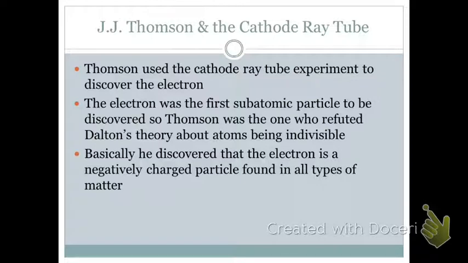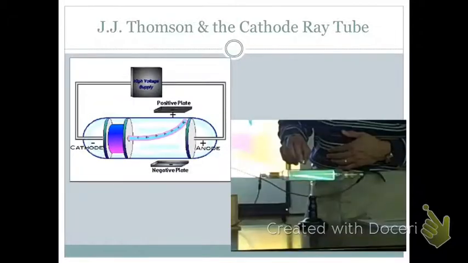Thomson discovered the electron by using the cathode ray tube. The electron was the very first subatomic particle to be discovered, so Thomson is often credited with proving that Dalton's theory was wrong about atoms being indivisible. He basically discovered that the electron is a negatively charged particle that is in all types of matter. He did that by using the cathode ray tube.